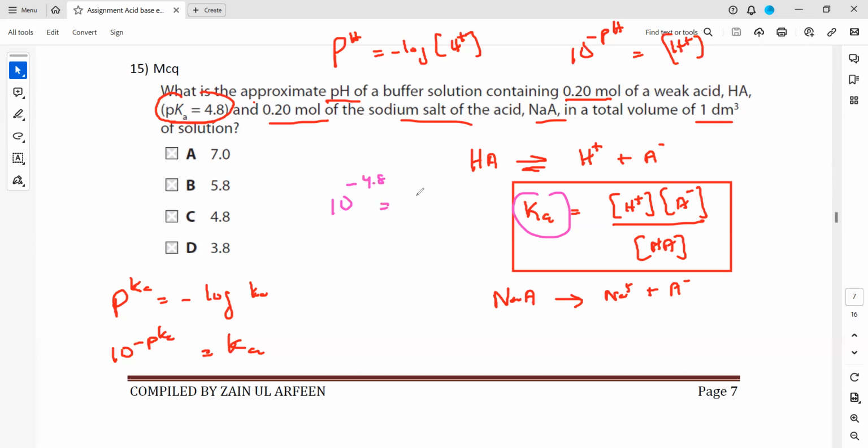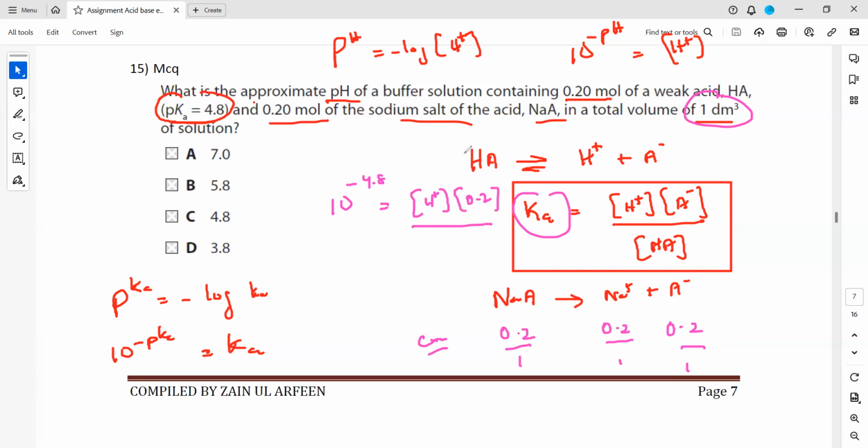We substitute that. Then the hydrogen ion concentration we don't know. What about the concentration of the A minus ion? If we have 0.2 moles of a sodium salt, it will dissociate into 0.2 moles of sodium and 0.2 moles of negative ion. The volume of the solution is 1. If we want a concentration, we divide moles by volume. Because the volume is 1, the moles and the concentration will be the same. So we write 0.2 here.